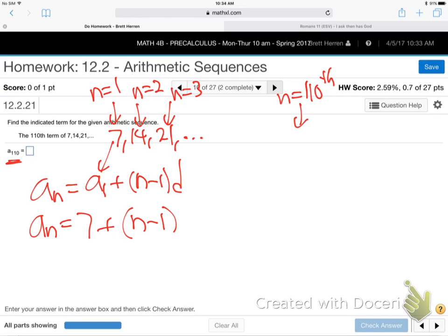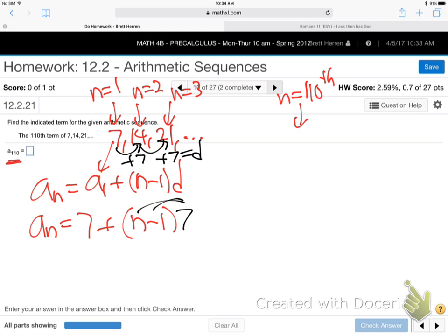Yeah, it's going up by 7. That's the D, the difference, the jump. So that's 7 also, huh? The first term is 7 and the jump is 7, right? Starting at 7 and it's going up by 7 every time. Those usually aren't the same number like that.